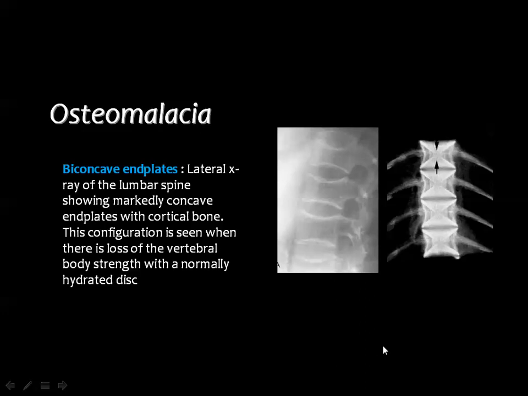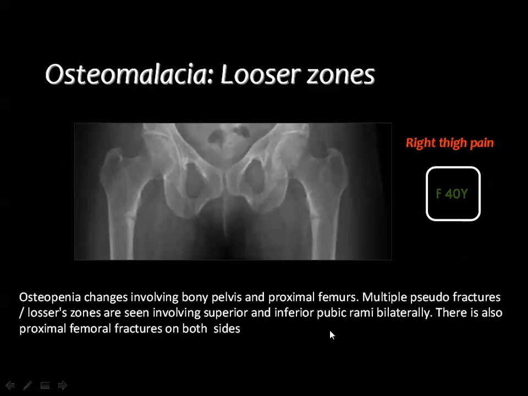This is what is known as the codfish vertebra. The vertebral body is soft and the disc is healthy. Then the disc material will compress the end plate from below and from above, and finally you get the appearance of a codfish vertebra.